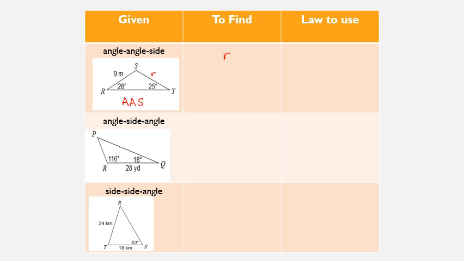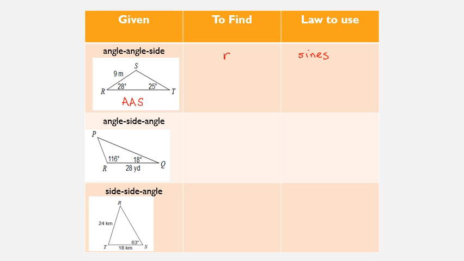So you want to look at this and say, do I have stuff across from each other? I do. I have the 25 degrees across from the 9, and I have 28 across from the r. So this is law of sines. I prefer to use law of sines. Law of sines is the less complicated one, so I try to use the law of sines whenever possible and only use cosines if I have to, right?